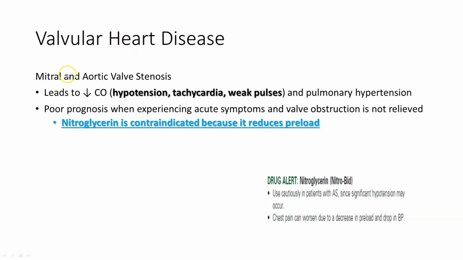So we're going to talk about those more than we would talk about our issues with the right side of the heart. So with mitral and aortic valve stenosis, we know that this is going to lead to a decrease in cardiac output. So you're going to, again, have that issue with hypotension, tachycardia, weak pulses, and potentially pulmonary hypertension. You do have a poor prognosis when experiencing acute symptoms if we don't do things emergently. Remember, we said with our aortic valve stenosis that nitroglycerin is going to be contraindicated because of its effect on preload and afterload.